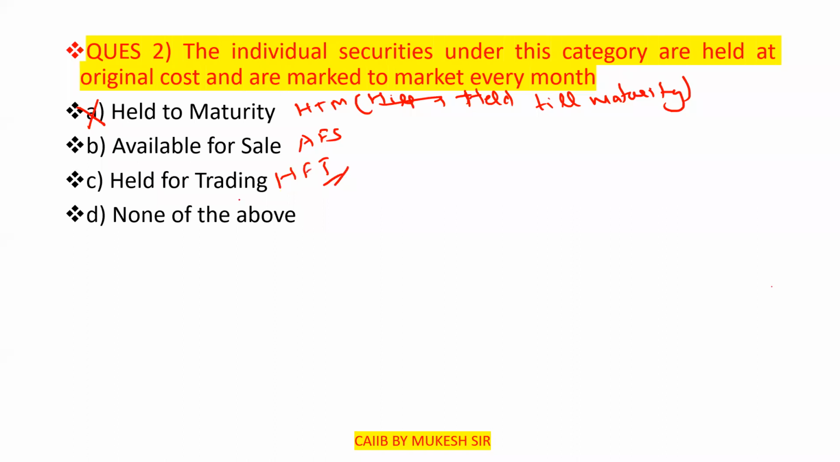Securities under the HFT, that is held for trading, are actively traded and marked to market regularly, for trading or accounting purposes, every month. So option C is the correct answer here. Now move to the next question.